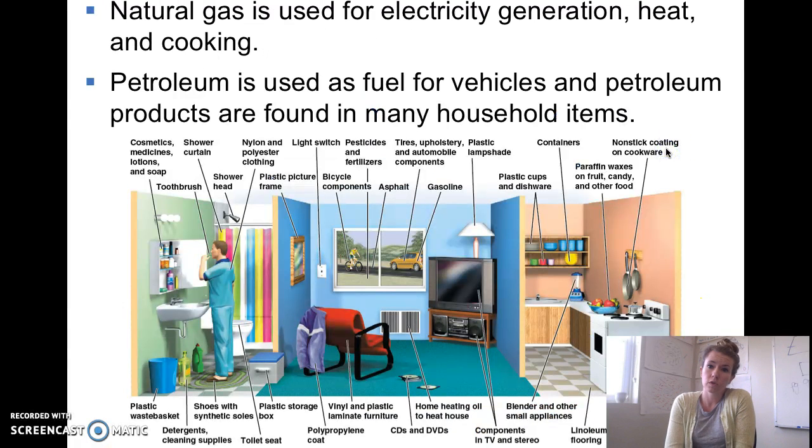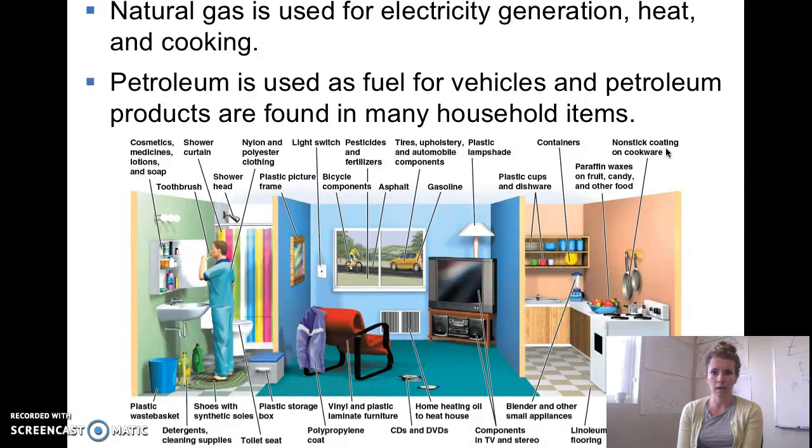Natural gas is used for electricity generation, heat, and cooking. Most homes have two energy sources, electricity and gas. So if you have a stove that has flames that come out of it, that's natural gas. Most heaters, water heaters, those all use natural gas. My house actually doesn't. It's all electricity.